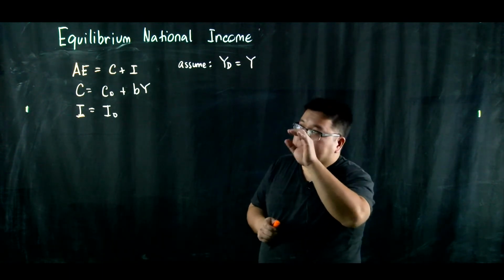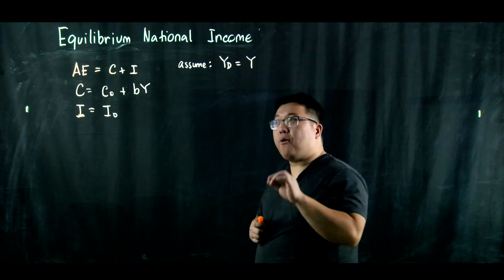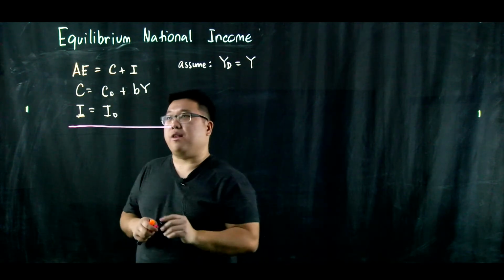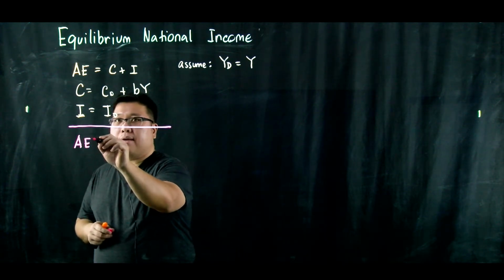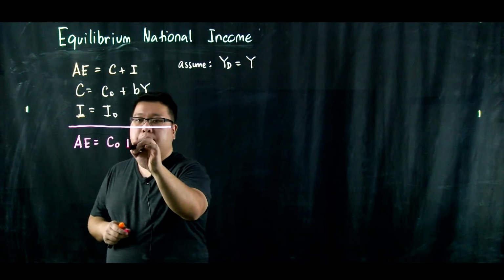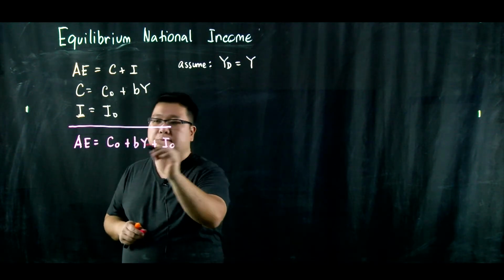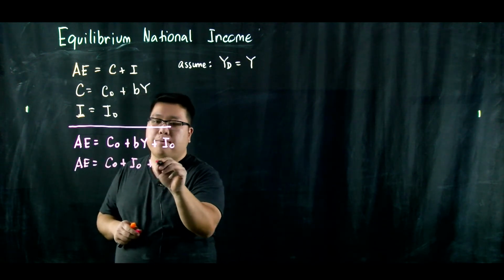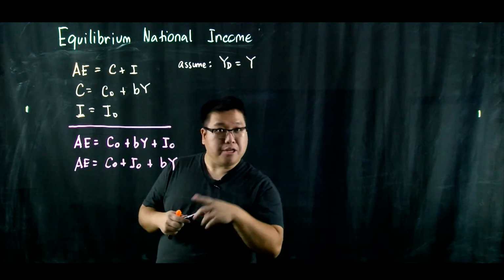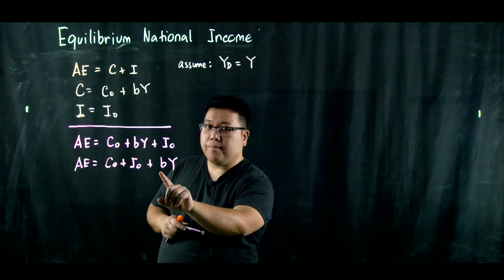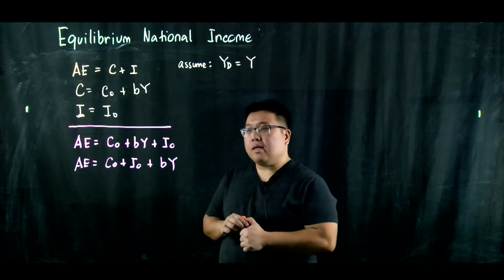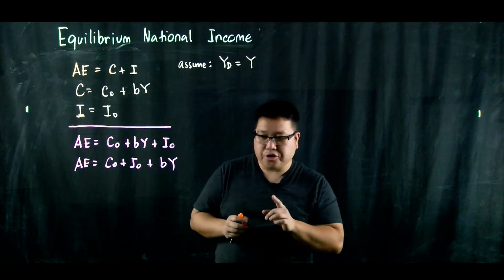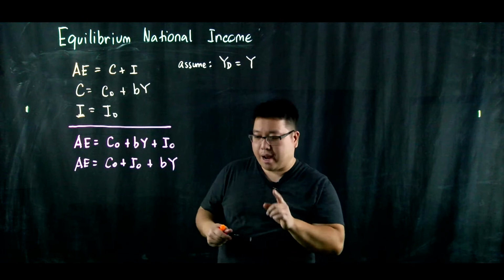So what we're going to do is write an expression for the aggregate expenditure, and we're going to solve for equilibrium national income. If you recall from the previous video, AE is simply C sub 0 plus BY plus I sub 0, or AE equals C sub 0 plus I sub 0 plus BY. Note that this B takes a new form. It's called the marginal propensity to spend. All right. What we're going to do next is graph this aggregate expenditure function, and find the equilibrium national income.